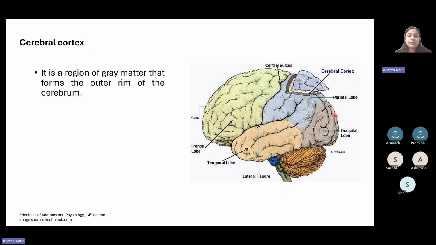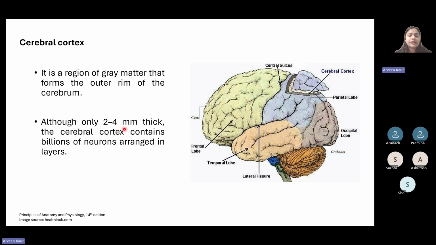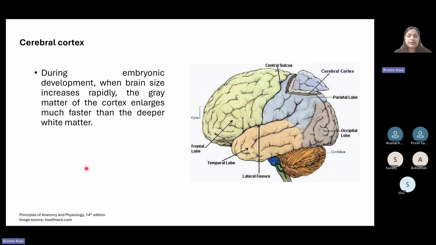The cerebral cortex is a region of gray matter that forms the outer rim of the cerebrum. Gray matter meaning it has the cell nuclei over here. You can see that there are four major regions that this cerebral cortex is divided into: the frontal lobe, then the parietal lobe, then the occipital lobe, and then the temporal lobe. Although only 2 to 4 mm thick, only the top region is the cerebral cortex. The cortex contains billions of neurons arranged in layers.